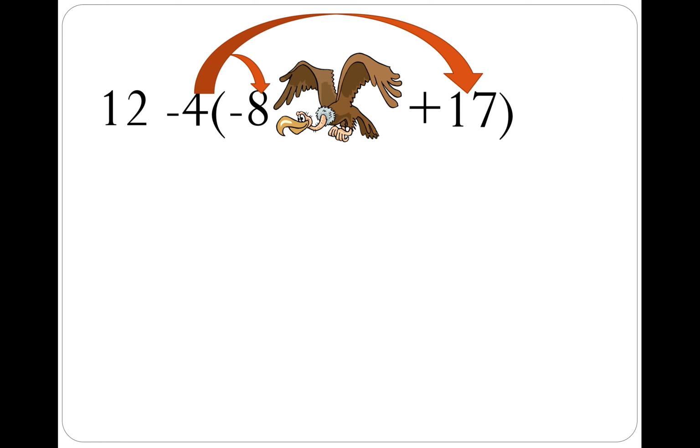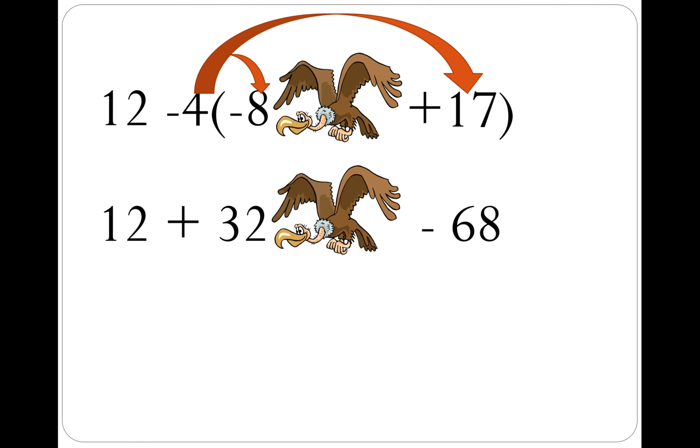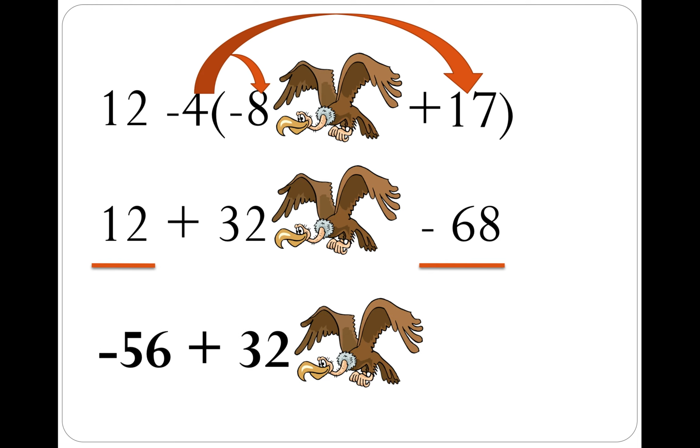If we want, we could write plus negative 68. I think it's cleaner just to have one symbol. So here we have 12 plus 32e minus 68. We're going to combine the like terms, which are these 2 constants. 12 minus 68. Well, we can do 68 minus 12 and get 56 and make it negative 56. So our final answer is negative 56 plus 32e.